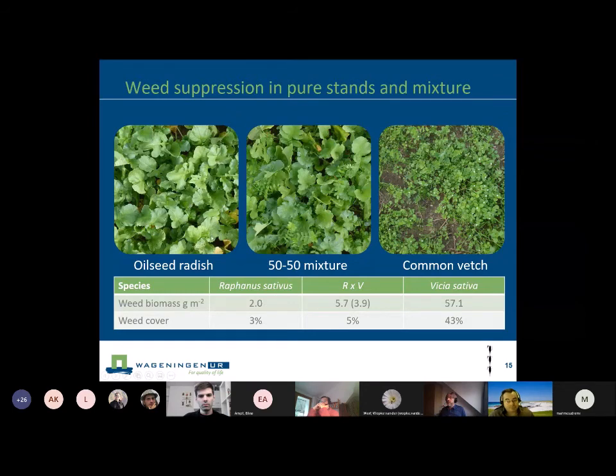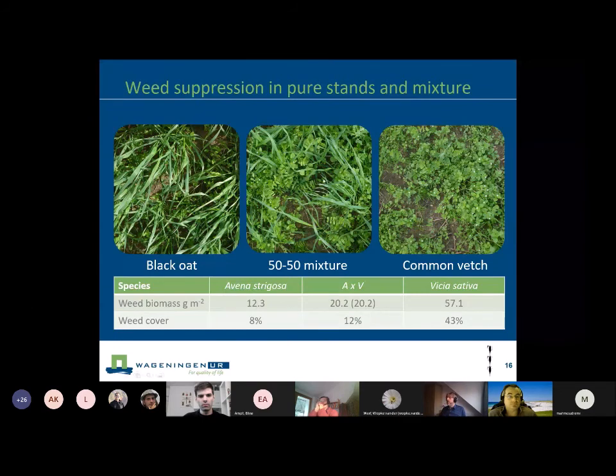Now, the amount of weed biomass that was found in oilseed radish was 2 grams per meter square. The amount of weed biomass found in vetch, in common vetch, was 57. And what was found in the mixture is only 5.7, so it's much lower than the arithmetic mean. And here it also clearly shows what's going on. Vetch is not growing very well, so it's being overtaken by oilseed radish, and there is hardly a difference between the development of those two canopies. So it illustrates the kind of selection effect that is assumed if we make use of the harmonic mean.